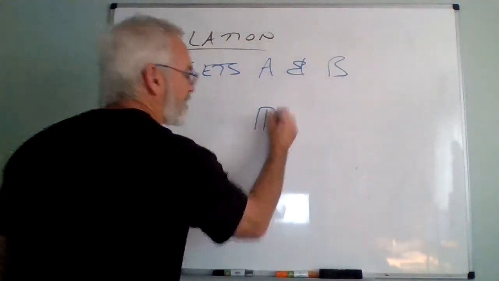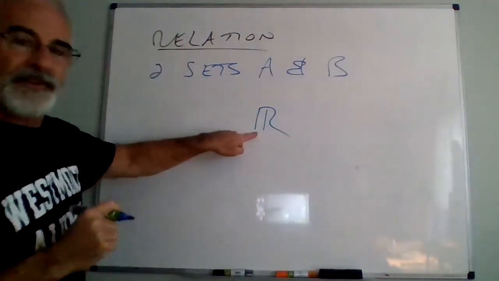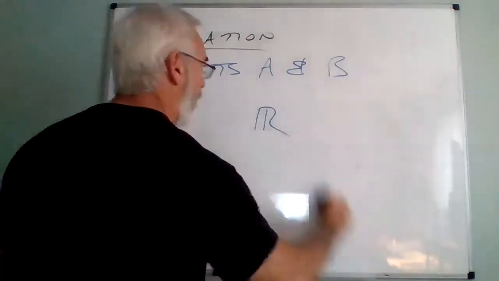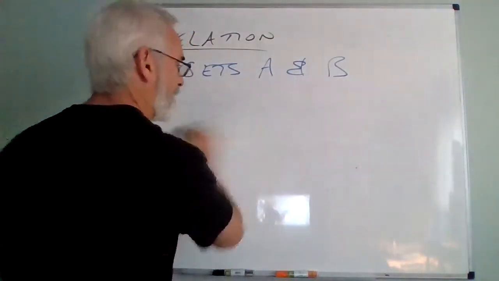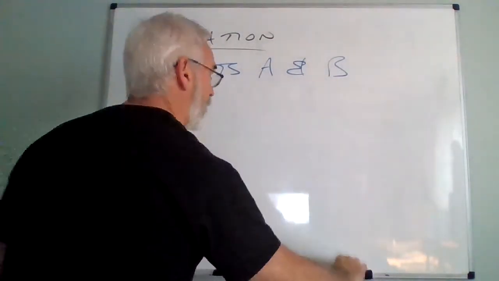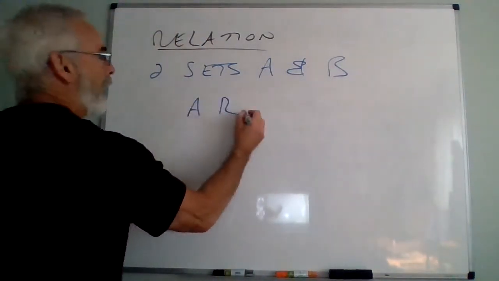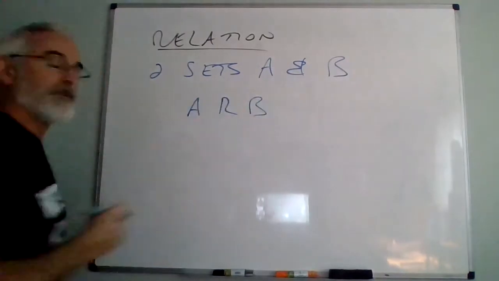I will always use a script R. Textbooks will use a kind of a fancy R when they mean real numbers, but I'm using R as my relation just because it's convenient. I could use some other letter of the alphabet. So we would say A, R, B. That's how we do the relation.